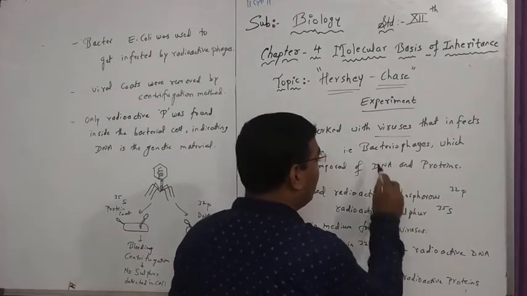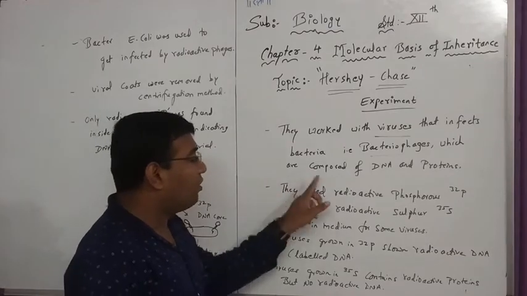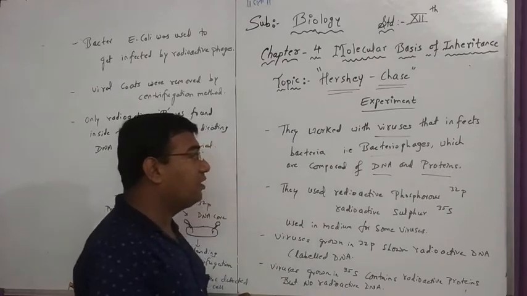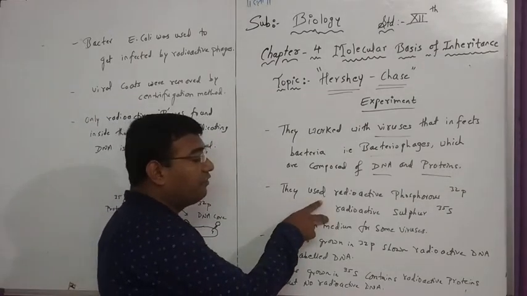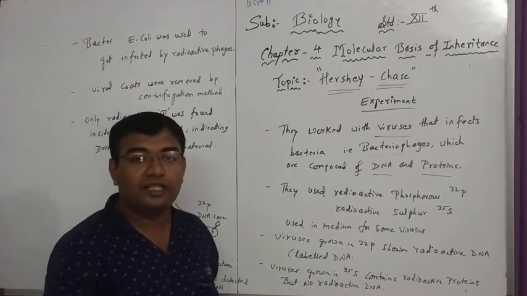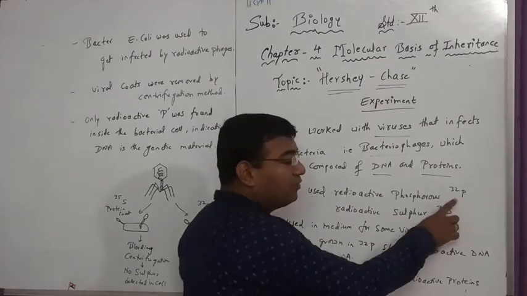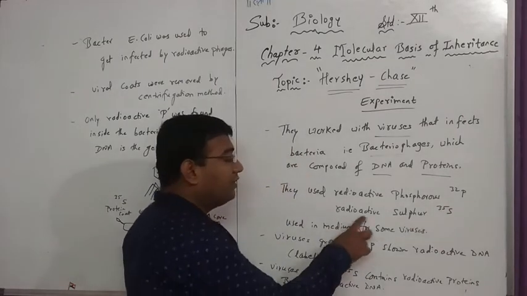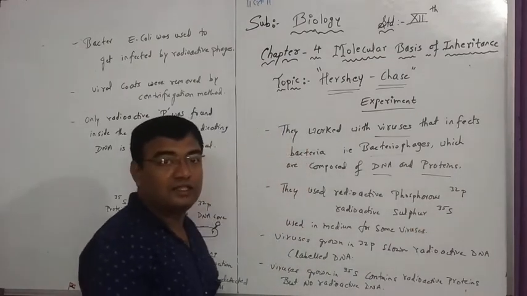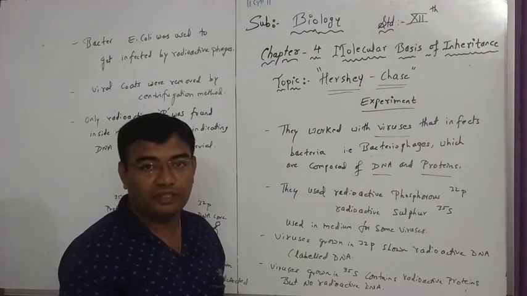This is a new word for you. Bacteriophage is a virus that infects bacteria, and it is composed of DNA and proteins. So they used two different kinds of radioactive materials. One was radioactive phosphorus and the other was radioactive sulfur. For radioactive phosphorus, they used phosphorus-32, and for radioactive sulfur, they used sulfur-35. You know, a radioactive substance emits radiation.